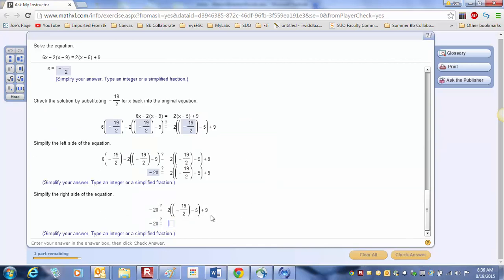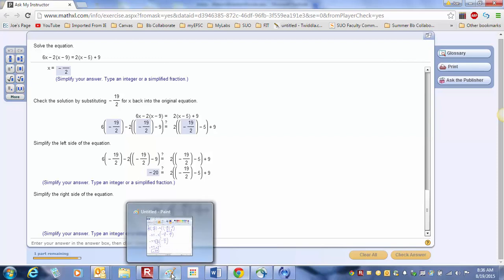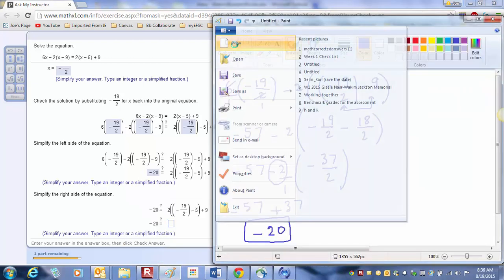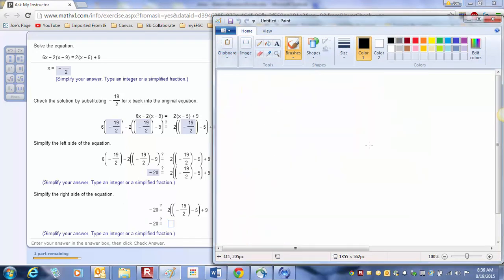Now we have to do the right side. Again, I'm going to use my Microsoft Paint to do the next step. So let's try a new page here. And let's try to simplify now the right side. And to do that, I'm going to do the same thing. 2 times, open parentheses, we have negative 19 over 2 minus 5 plus 9.